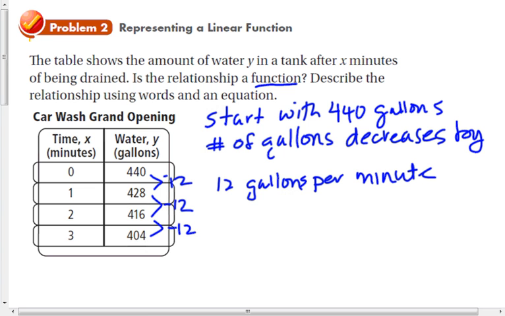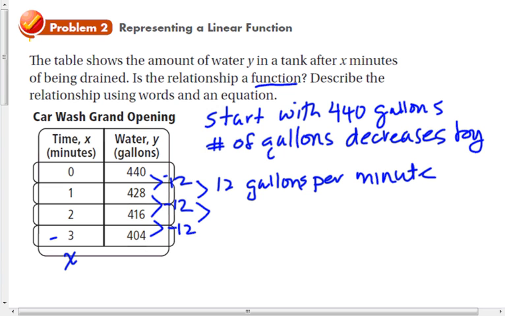All right, so now we're going to represent that with an equation. So x is our number of minutes, and notice that we are subtracting 12 over and over again. So we can figure out how many times we need to subtract 12, which is the same as x, and just multiply that by negative 12, and then subtract that from 440.